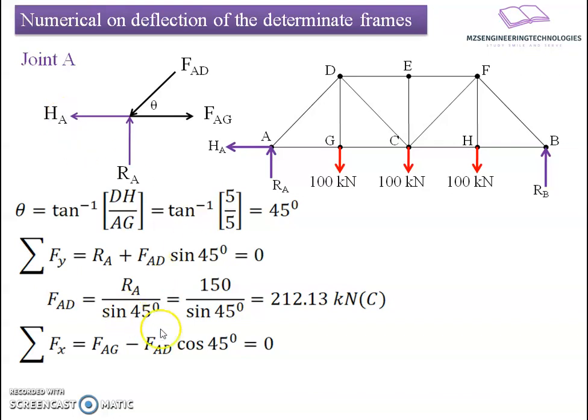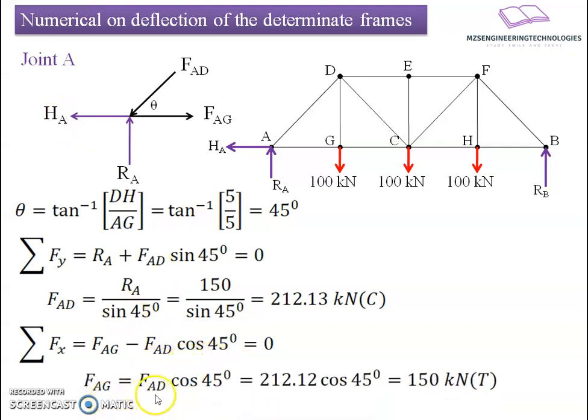HA is 0, that's why I am not considering it here in the equation. This results in a value of FAG equals FAD cos 45 degrees, which comes to be 150 kilonewton tensile in nature. I will mark these forces on the diagram so as to have a ready reference for the next joint.